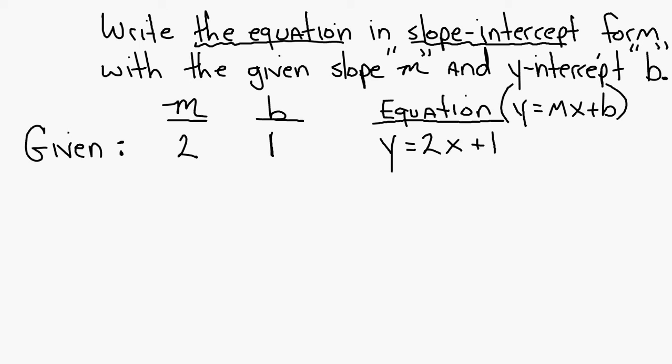If you're given the m as -3 and the b is -2, then your equation in slope-intercept form is y equals, the slope goes next, which is -3, then the letter x, and then the y-intercept. In this case, the y-intercept is -2.